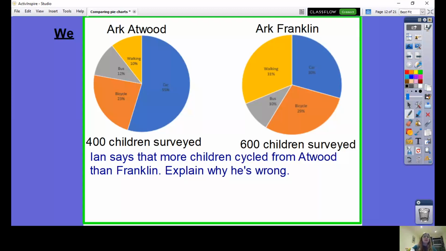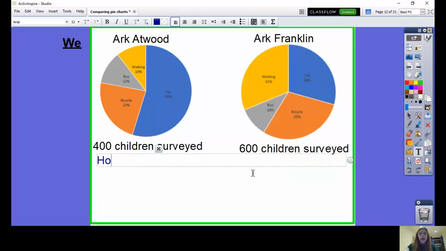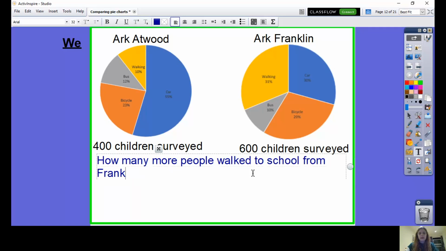What we're going to do is I'm going to quickly rewrite a new question here. How many more people walked to school from Franklin than from Atwood? This is the new question that you're going to have a go at. In a moment, you're going to pause the video and have a go at solving this question before you move on to your independent work.